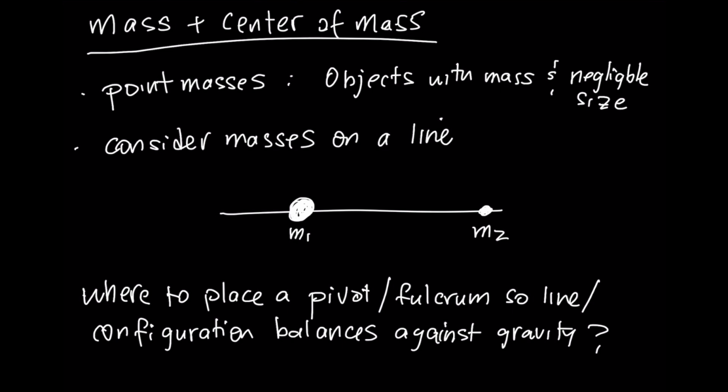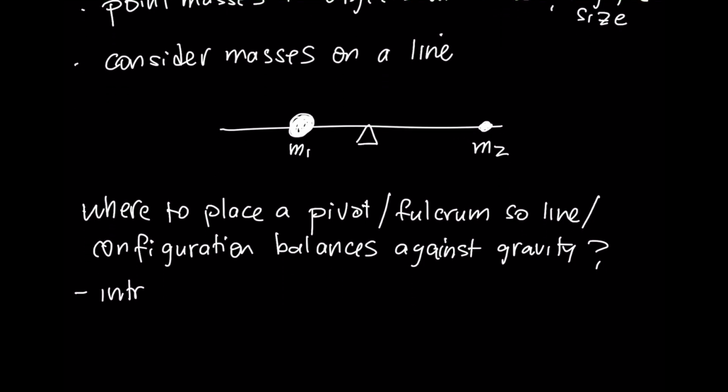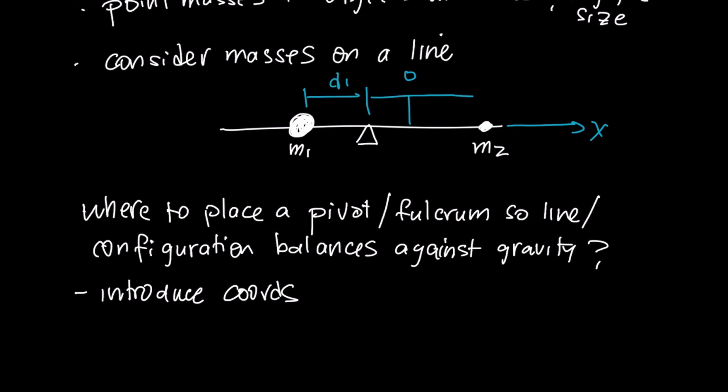These masses on the line are now going to be placed on some sort of pivot or fulcrum. Where should we put this pivot so that this line balances horizontally against gravity? In order to answer that question, we have to introduce coordinates on this line. And that means we'll have an x-axis, something like this, and somewhere along this x-axis will be an origin. The distance from this mass to the pivot here is called d1, whereas the distance from the pivot to the mass here is called d2.